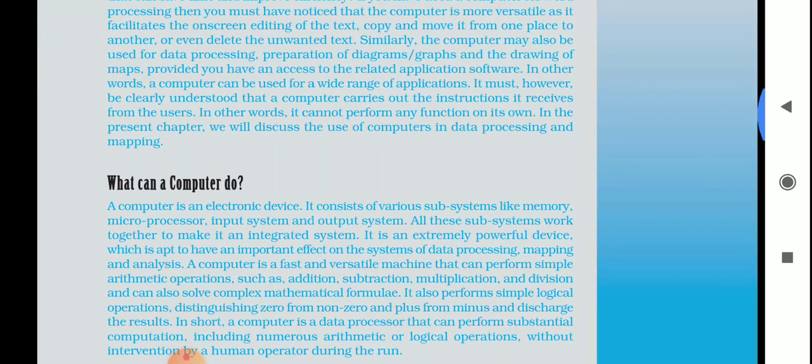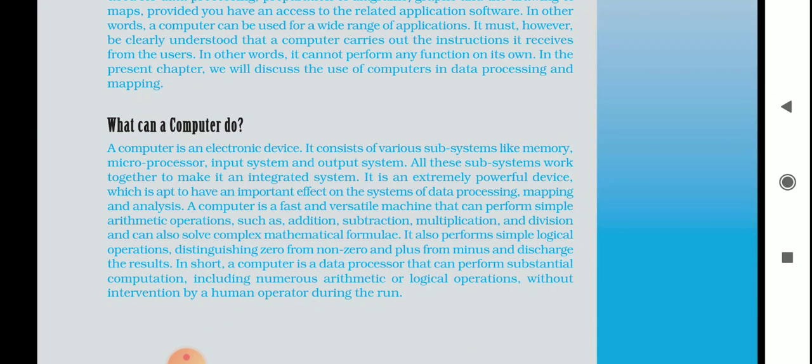So what can a computer do? Computer is an electronic device. As you all know, it consists of various subsystems like memory, microprocessor, input system, output system. All these systems work together to make it easy for people to work on the computer. Computer is a fast and versatile machine that can perform simple arithmetic operations, like when you have to do calculations and all. So easily you can do this work in computer, right?